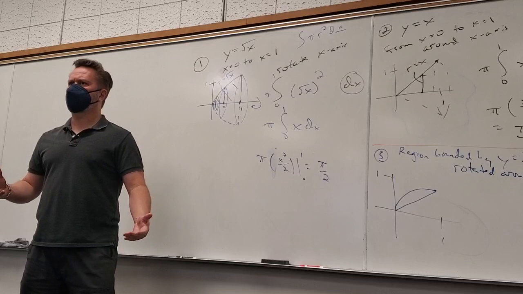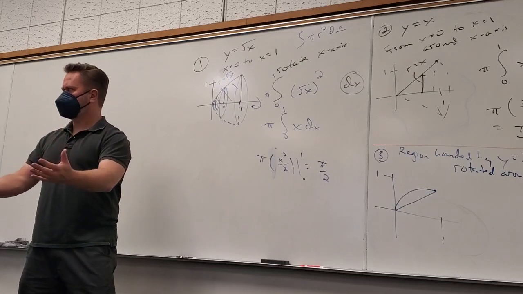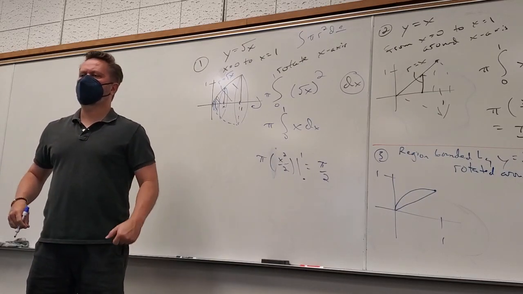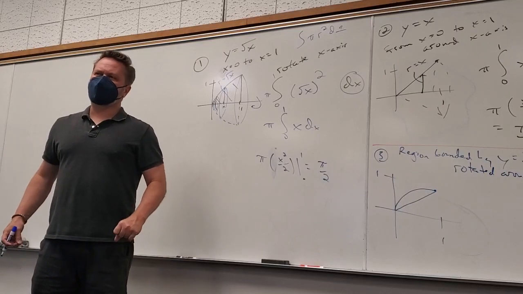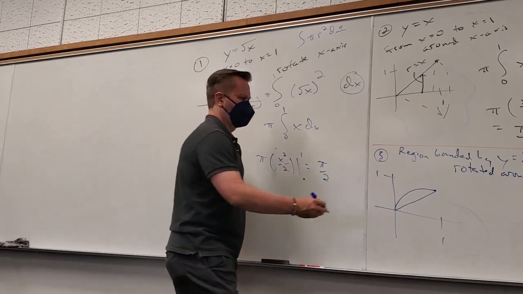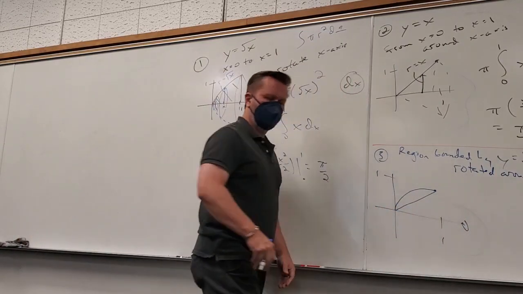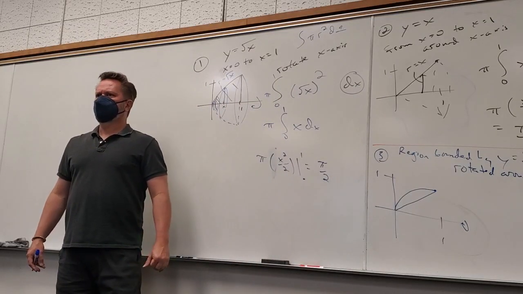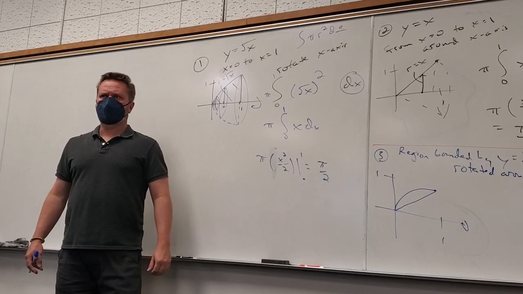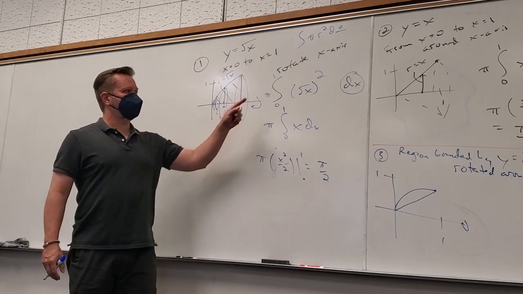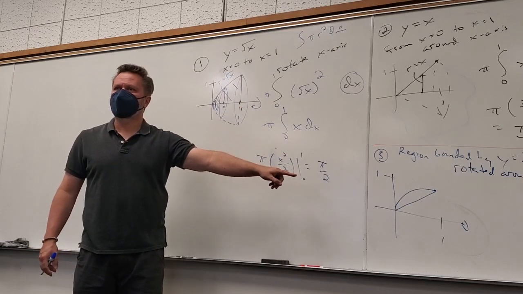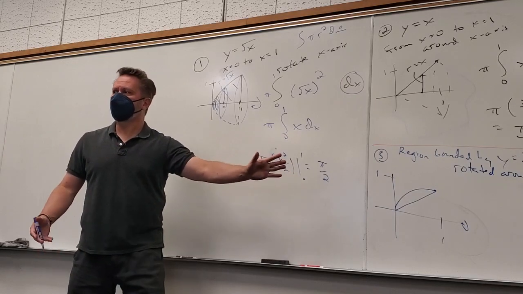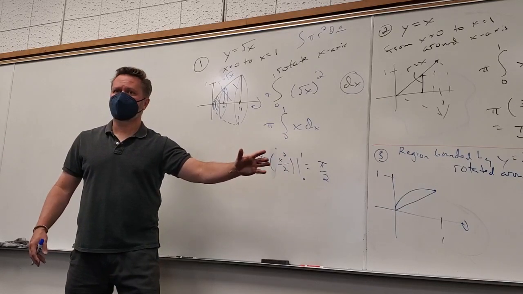The textbook would call the method I have to use washers. Why? How do I know that? How do I know I need an inner and an outer radius? Yeah, it's not hugging the x-axis. Poor little x-axis. But do you see, how does this and this relate to what I've got to do there? Do you guys see?